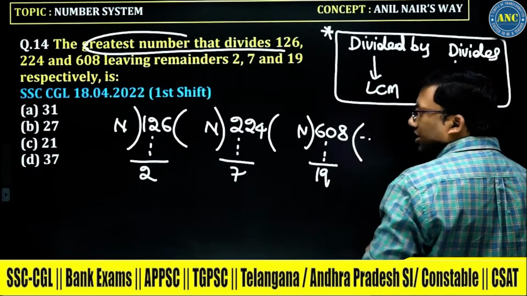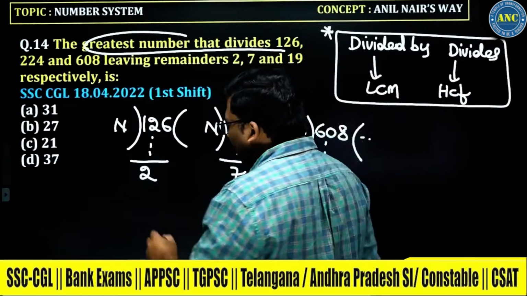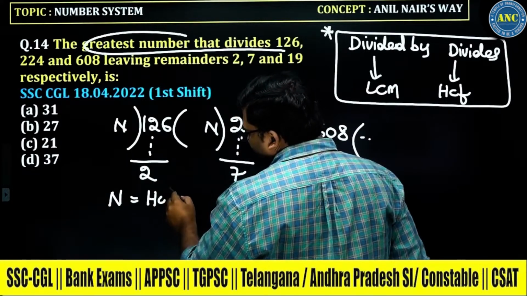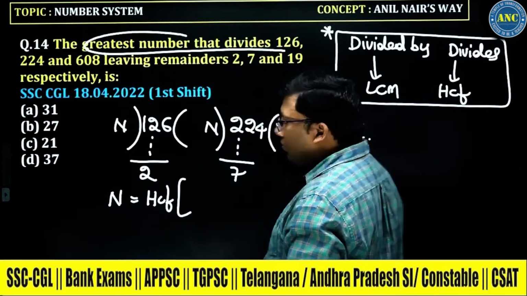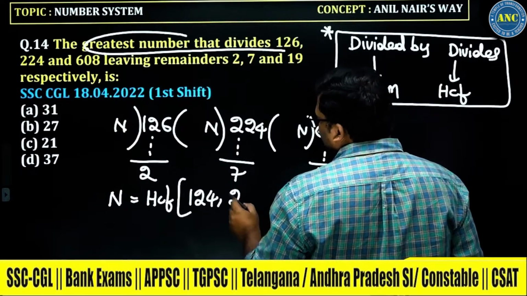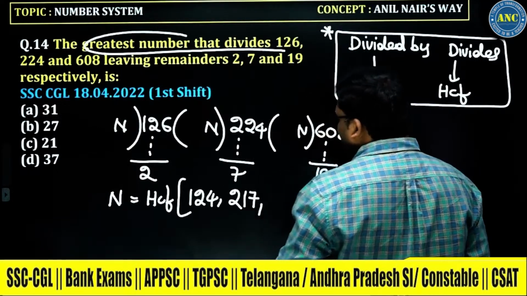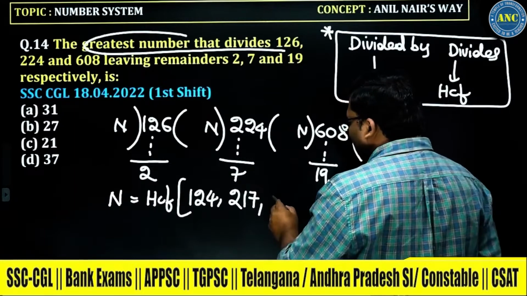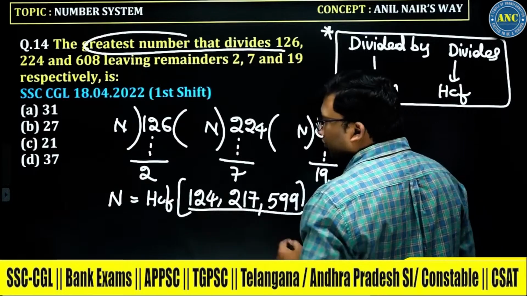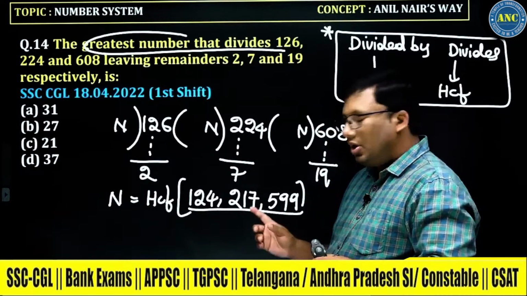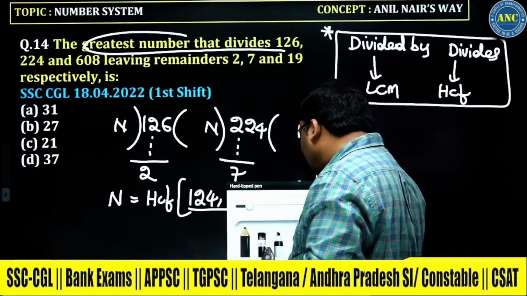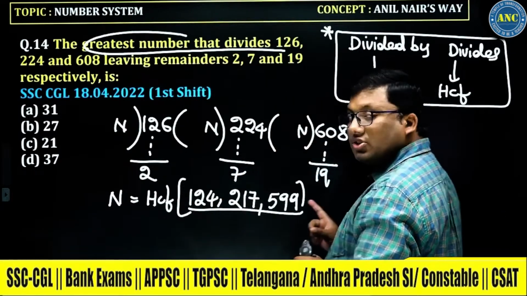What will be the idea, sir? 126 minus 2. The answer will be a factor, and the largest. So the answer will be the HCF of 126 minus 2, 124; 224 minus 7, it is 217; 608 minus 19, it is 599. Answer will be the HCF of 124, 217 and 599. Whenever we are doing HCF, our entire concentration is on the smallest number.